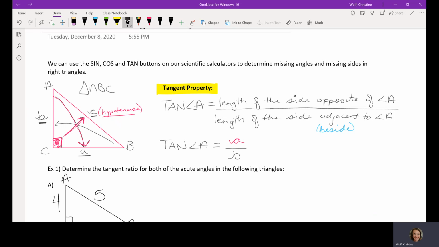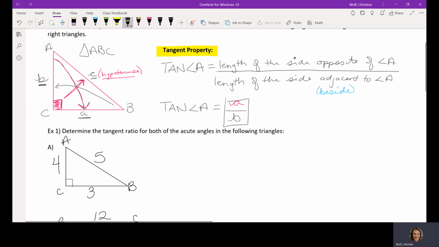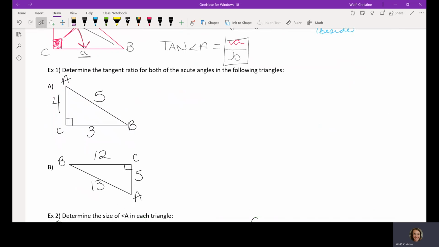Okay, so now we're going to actually get into an example using this ratio idea here. So example 1 says determine the tangent ratio, okay, so the ratio of the fraction, for both of the acute angles in the following triangles. So a little recap here of some grades 5, 6, 7 stuff.